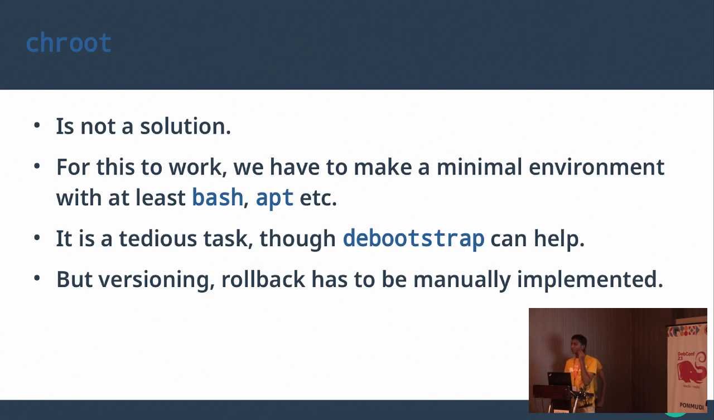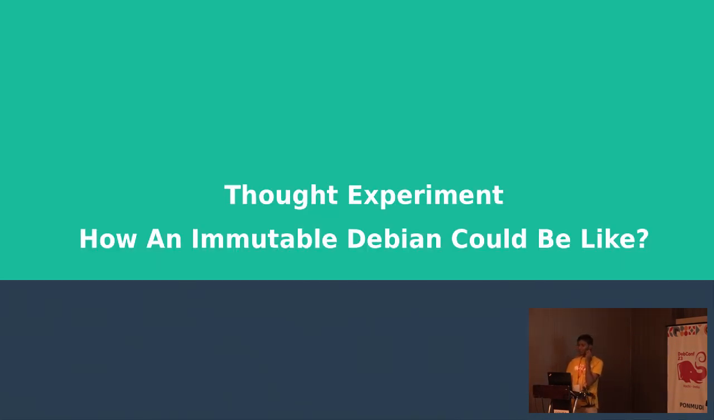Next, chroot. An immutable system or temporary directory which can act as root, we can make using the chroot command. But it's not a solution to make a reproducible or immutable environment because we have to perform some operations like installing packages and removing things. For this to work, we have to move some programs from our local system to that particular directory. For this, we can use debootstrap, which can automate this process. But we have to keep track of several directories to have multiple versions installed. It's a tedious task.